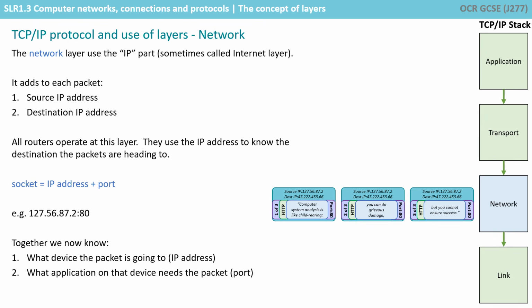Now we're done, we get passed down to the network layer. The network layer, sometimes referred to as the internet layer, uses the IP part of the TCP/IP protocol. It adds to each packet a source IP address and a destination IP address. And we can see here that our data we got from the transport layer has been wrapped up again with this additional information. Now all routers operate on this layer. The destination IP address gets added to a port, and together they create a socket. Together they let us know what device the packet is going to, IP, and what application on that device needs the packet, port.